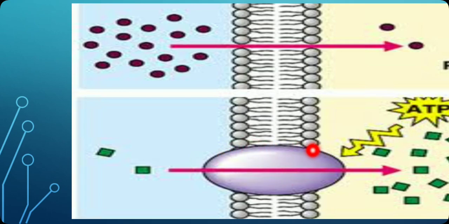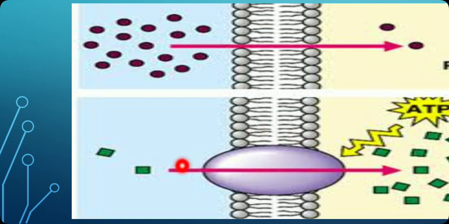Now here you are seeing, what is this? This is actually a carrier molecule or carrier protein. This is a cell membrane. In the cell membrane there are some protein molecules which are working as carriers. They take these mineral ions from outside the cell and give them to the inside of the cell. They help to carry them from outside to inside.